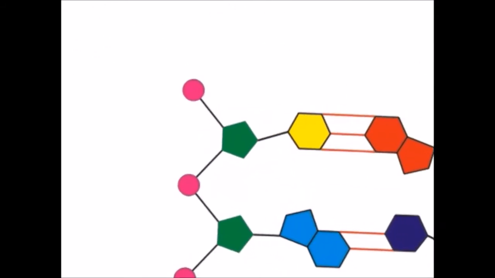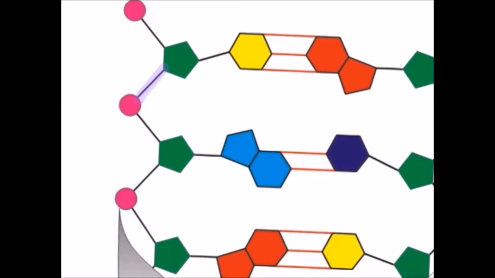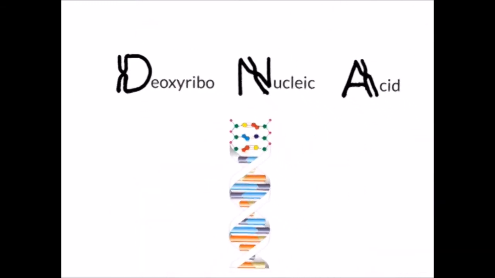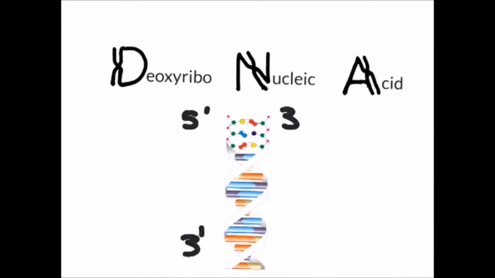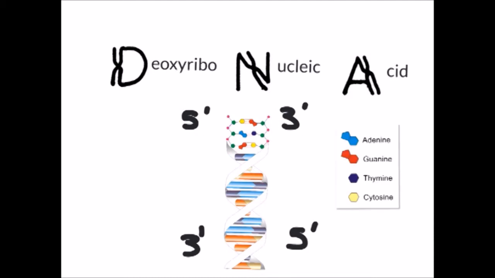Each polynucleotide is made of lots of nucleotides, containing a pentose sugar, a phosphate group, and a nitrogen-containing base. These nucleotides form phosphodiester bonds in condensation reactions, which are catalyzed by the enzyme DNA polymerase. The 2 strands run antiparallel, meaning in opposite directions, and are held together by hydrogen bonds.